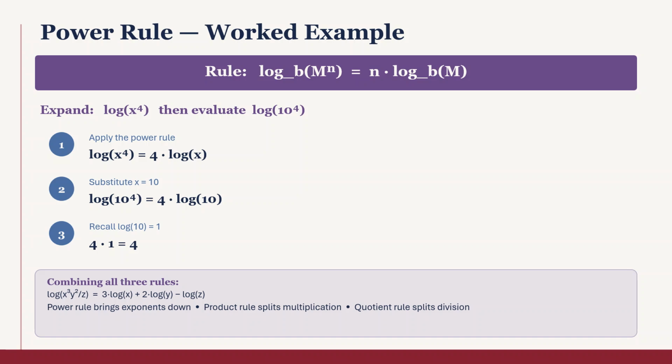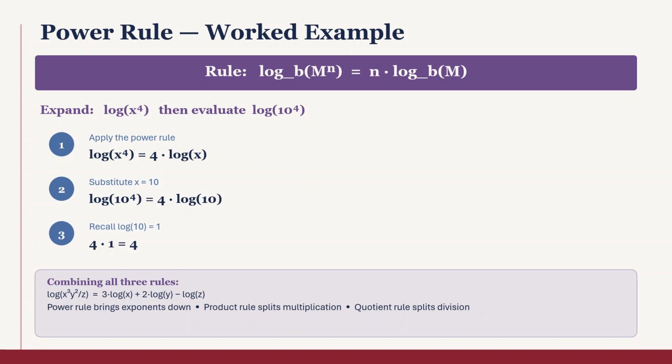The exponent comes out front as a coefficient. Example: simplify log base 5 of 125 to the 4th. Step 1. Apply the power rule. Log base 5 of 125 to the 4th equals 4 times log base 5 of 125.